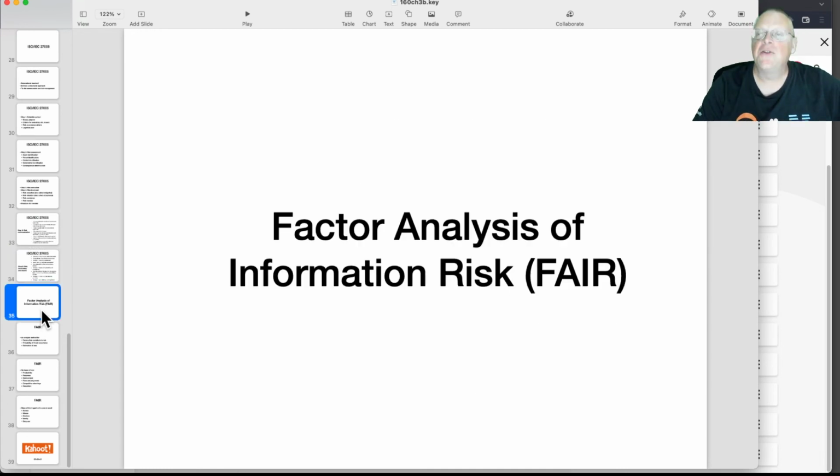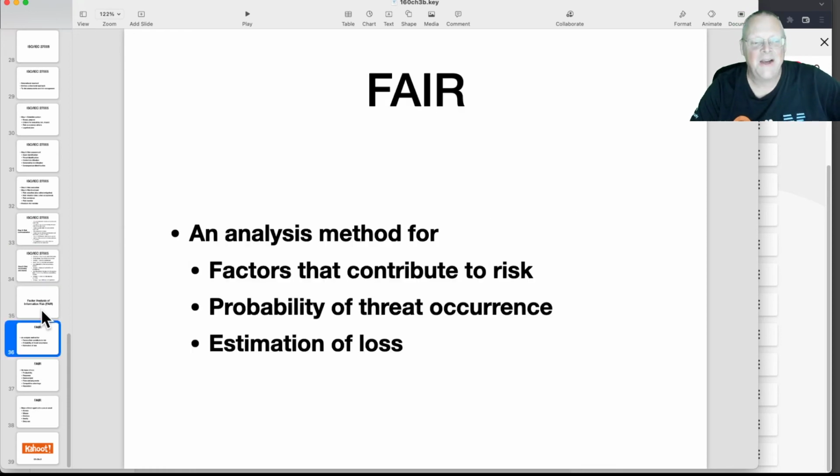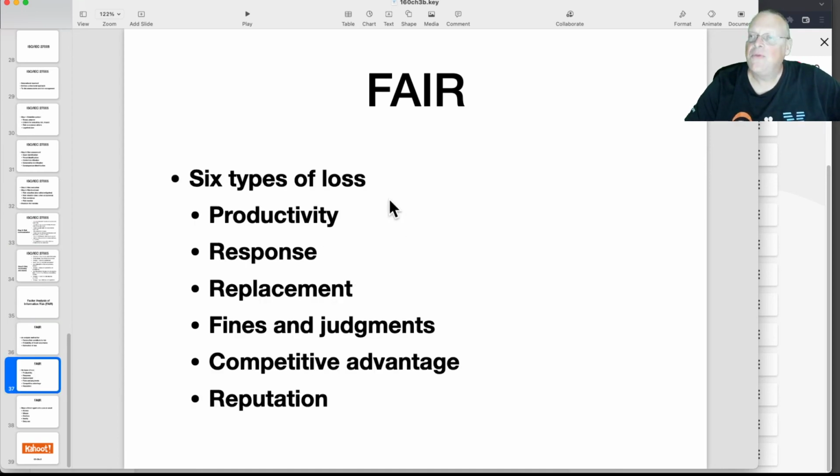All right, and then there's the FAIR system, just another way to do the same thing. So you find the factors that contribute to risk, the probability of occurrence, and an estimation of the loss. So there are 6 types of loss here. Productivity loss is your inability to produce your product because of the security problem. Then response, I don't quite understand what that is. Replacement, I understand. Replacing, I guess the cost of incident response itself. You're paying staff an hourly rate to run around analyzing logs and stuff.